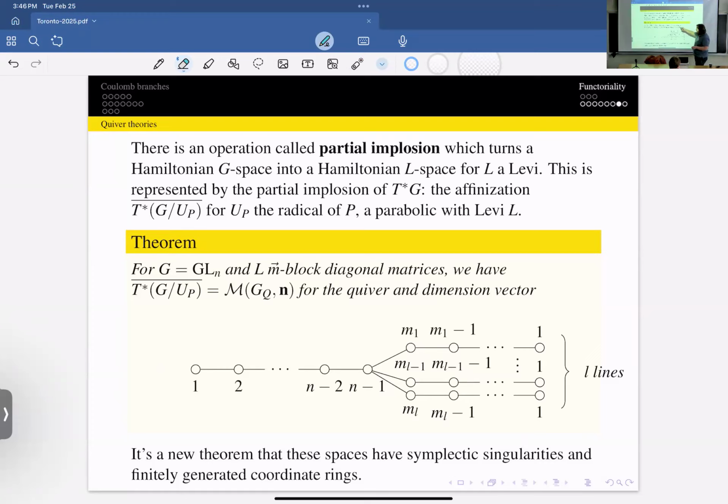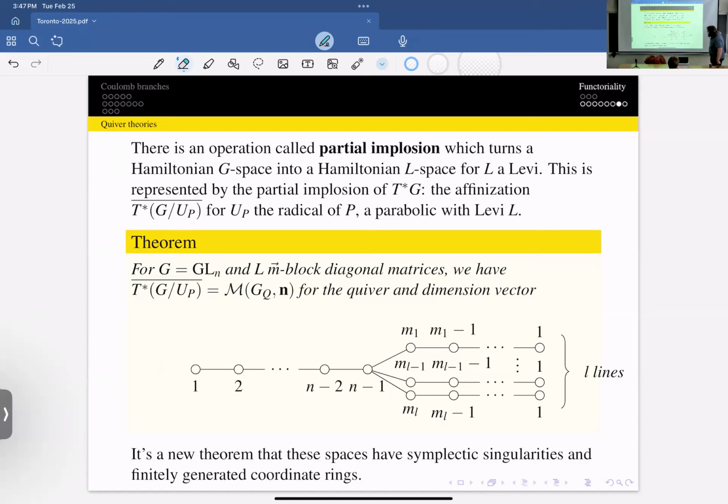And for GLN, this parabolic, well, it's going to correspond to some block diagonal matrices, and we can actually describe this as a Coulomb branch. The Coulomb branch corresponding to, well, this is actually a Sicilian theory. I have n-1 here. I take my n and I break it up according to the blocks of this Levi, and then everywhere I just go down by decreasing by 1. So I do that here, decrease by 1, decrease by 1 on all of these legs.